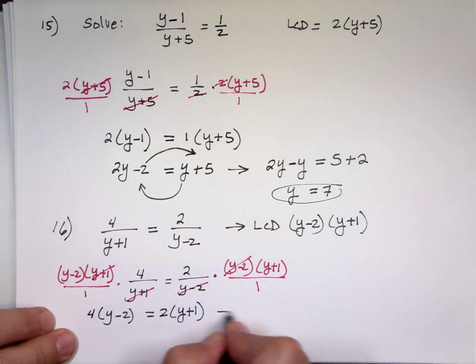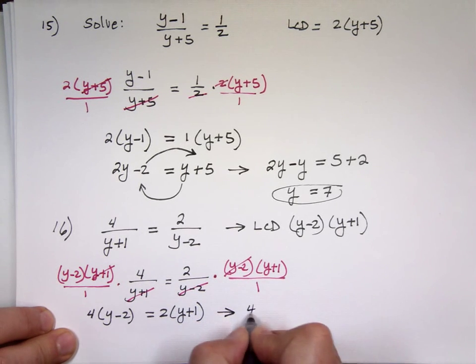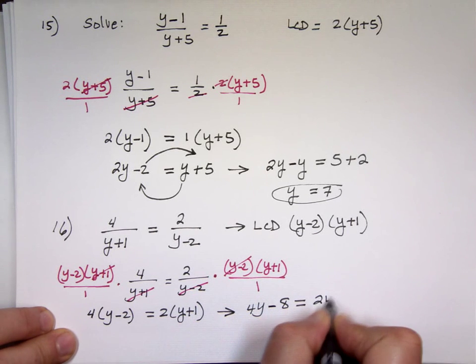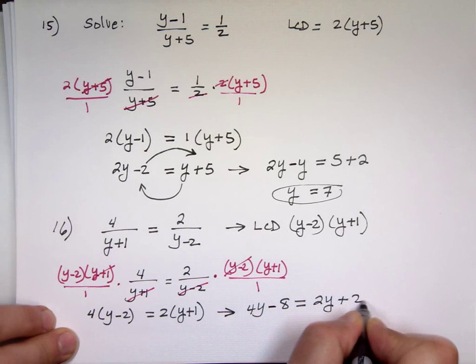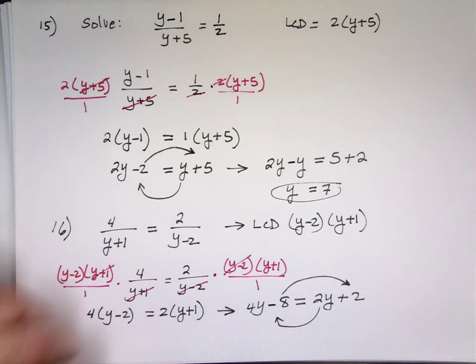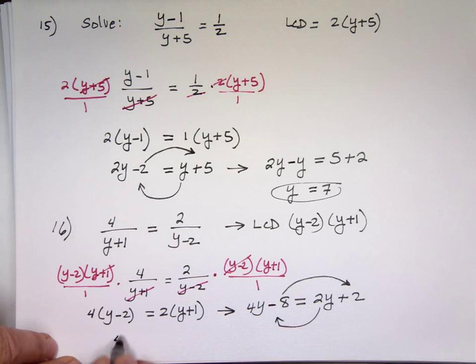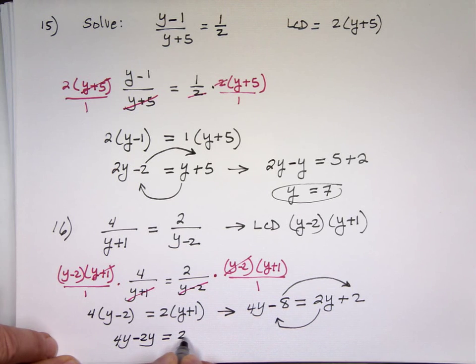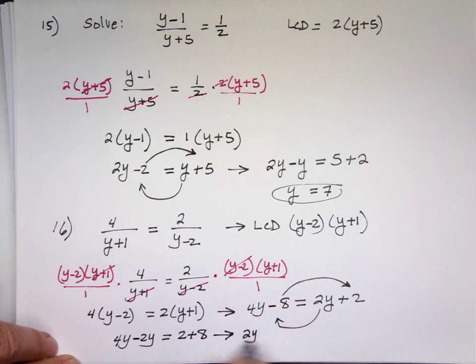Continue with that. That's 4y minus 8 equals 2y plus 2. All the y's on one side, all the numbers on the opposite side. 4y minus the 2y equals 2 plus 8. 2y equals 10, y equals 5.